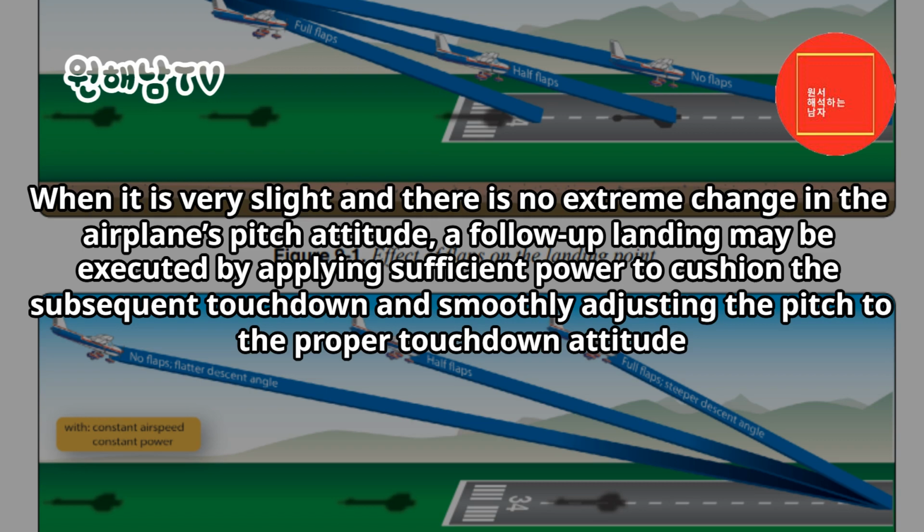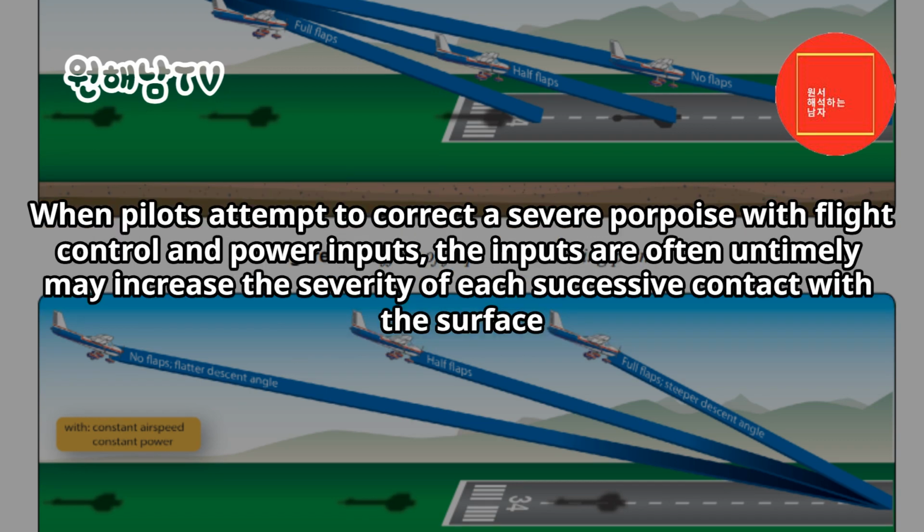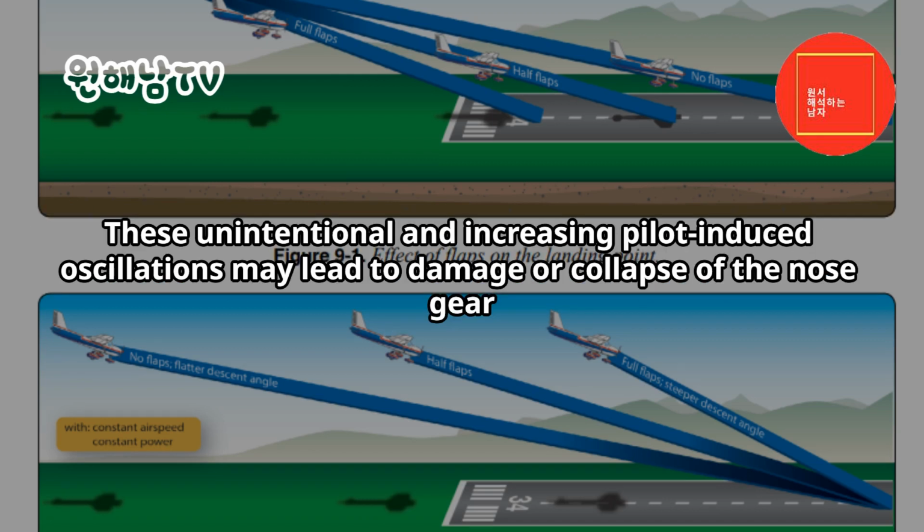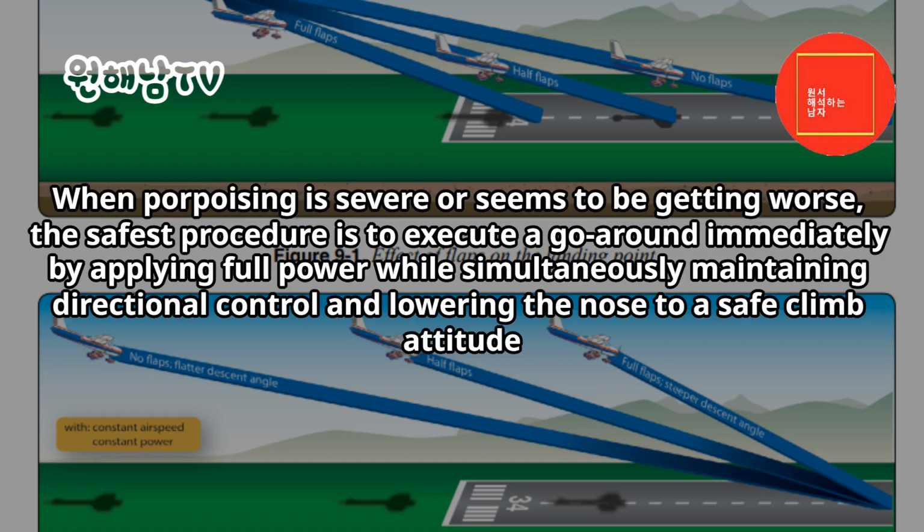proper touchdown attitude. When pilots attempt to correct a severe porpoise with flight control and power inputs, the inputs are often untimely and may increase the severity of each successive contact with the surface. These unintentional and increasing pilot-induced oscillations may lead to damage or collapse of the nose gear. When porpoising is severe or seems to be getting worse, the safest procedure is to execute a go-around immediately by applying full power, while simultaneously maintaining directional control and lowering the nose to a safe climb attitude.